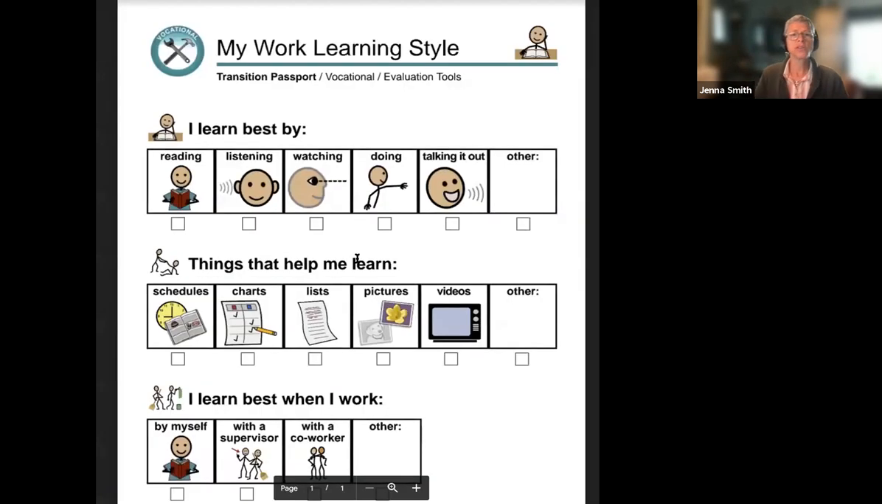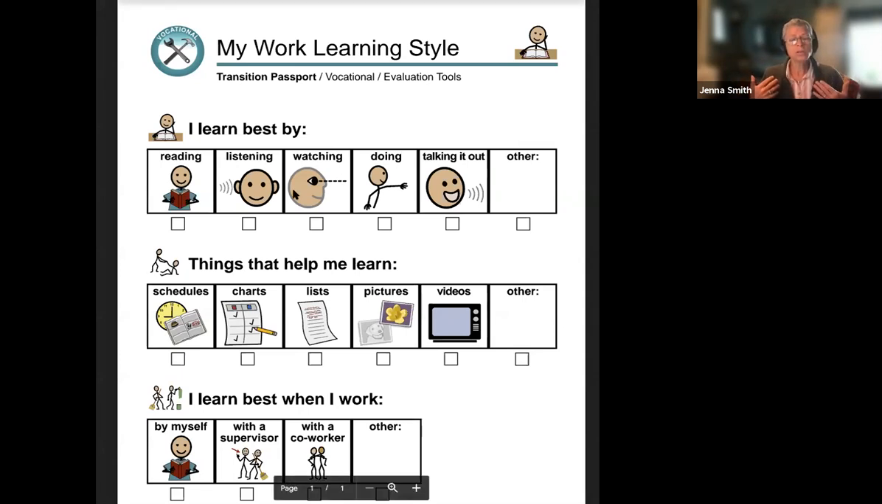This is the My Work Learning Styles. And so this is really more talking about the student and what they possess, not just the skills, but their preferences. So I learn best by listening, reading, watching, doing. This is where we're getting into, is this an auditory processing student? Is this one a visual processing student? And again, you don't need the fancy language. You just need to know how your student learns best.